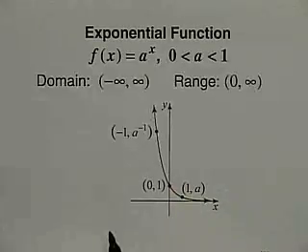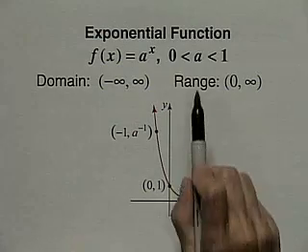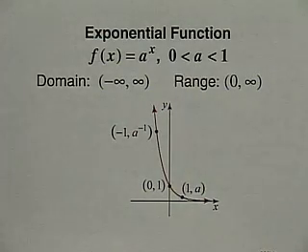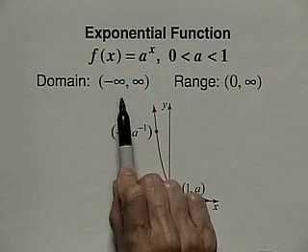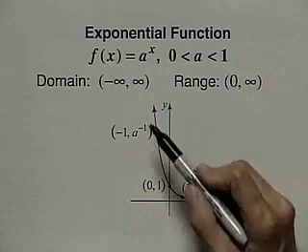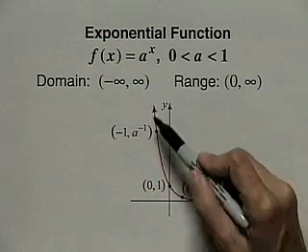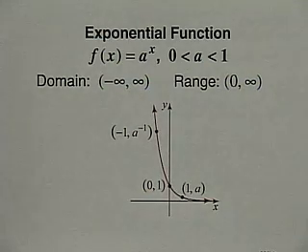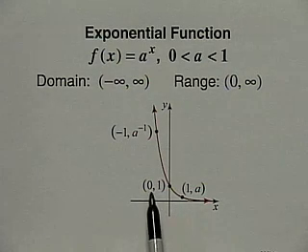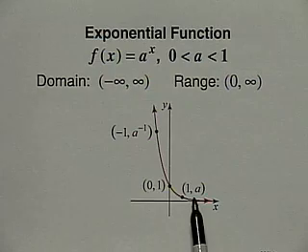Well, let's look at another general exponential function of the same form, f of x equals a to the x. But let's consider a to be between 0 and 1, a fraction between 0 and 1. The domain is still negative infinity to infinity. The range is 0 to infinity. The graph looks a little different than the graph we graphed a few minutes ago. It does contain (-1, a to the -1), (0, 1), and (1, a).